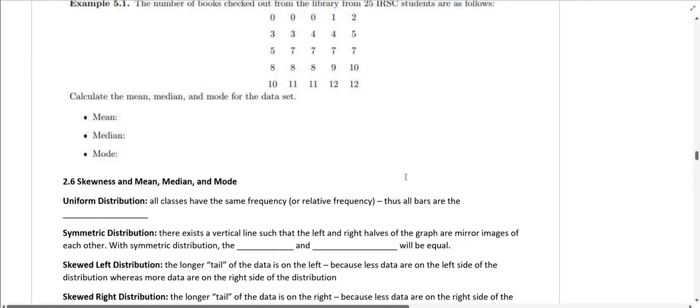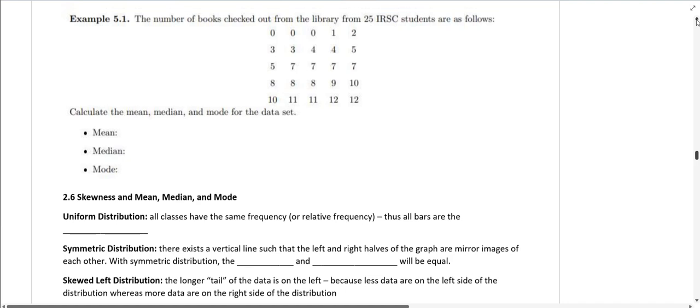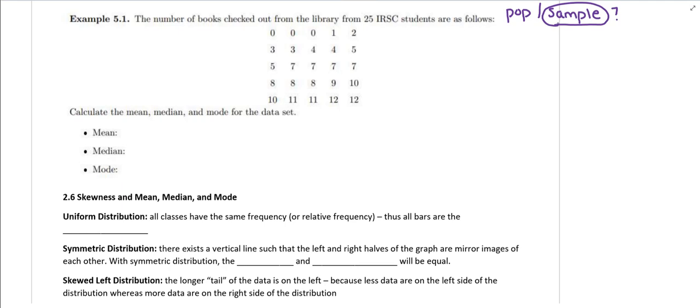So if we look at this next example, you have the number of books checked out from the library from 25 IRSC students as follows. So first of all, let's ask ourselves, is this a population or a sample? And when I'm looking at this, number of books checked out from 25 IRSC students, it looks like this is just a sample. So we want to find the mean, the median, and the mode. We're going to start with the mean. So the mean would be X bar equals the sum of our X values divided by how many.